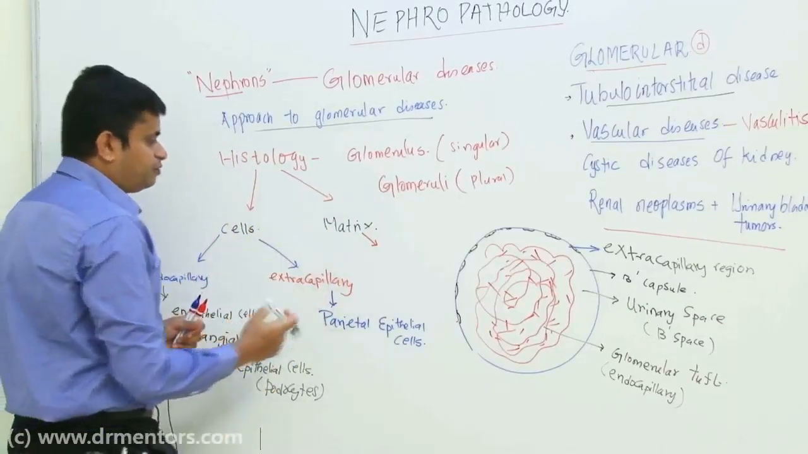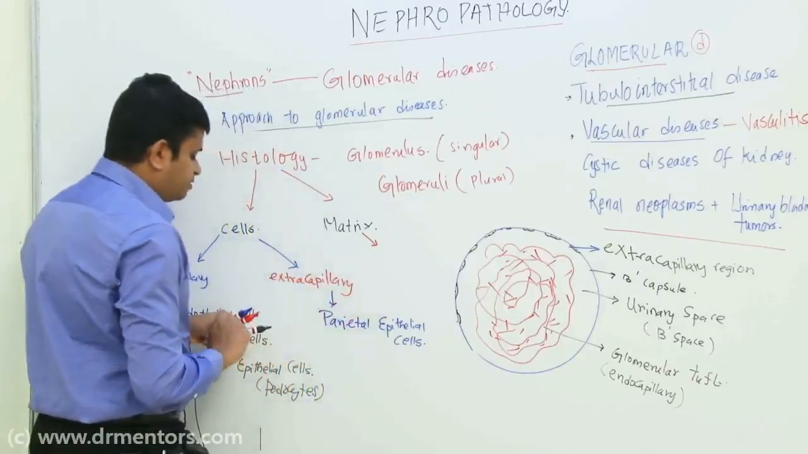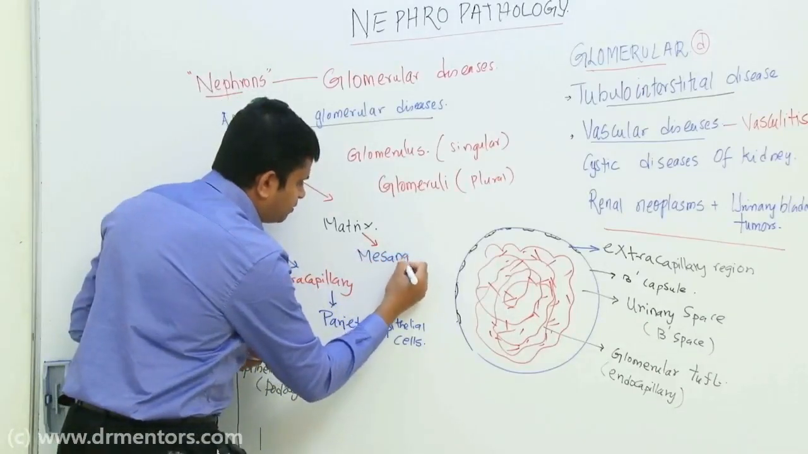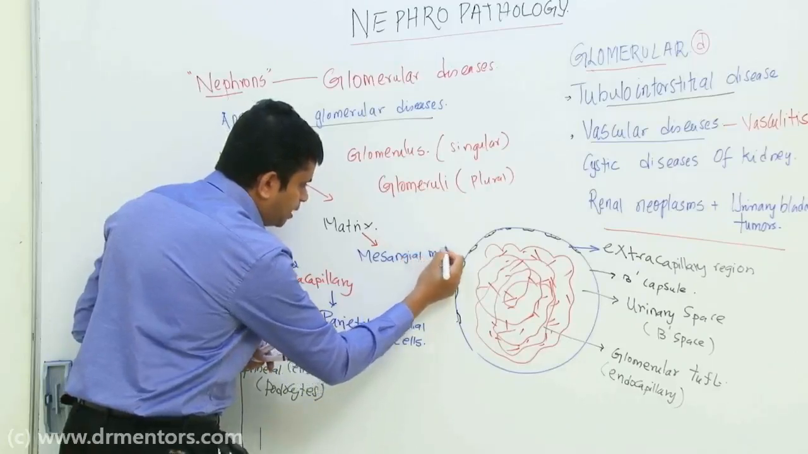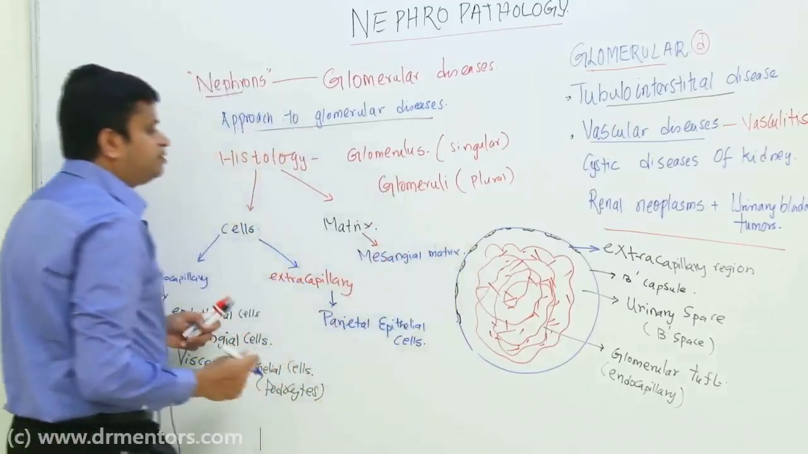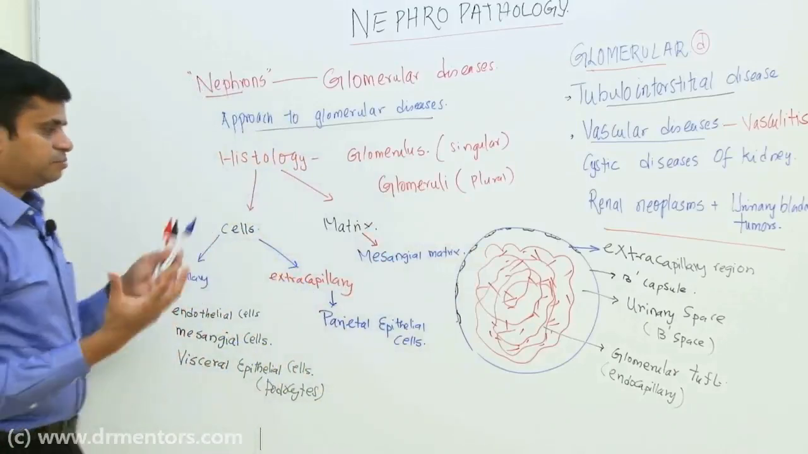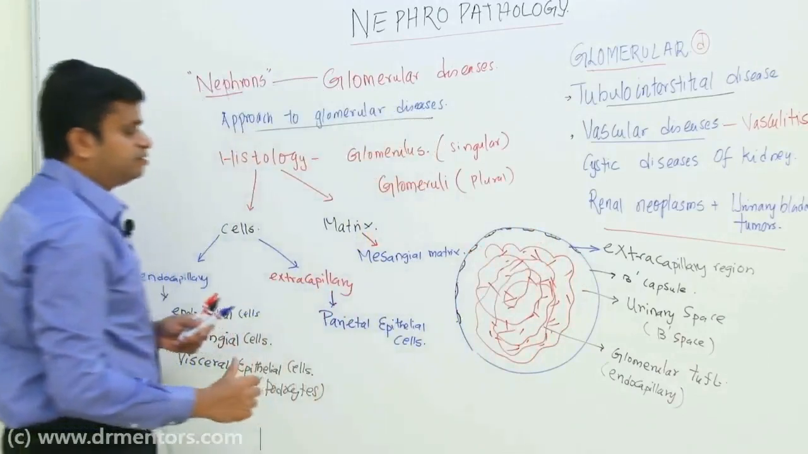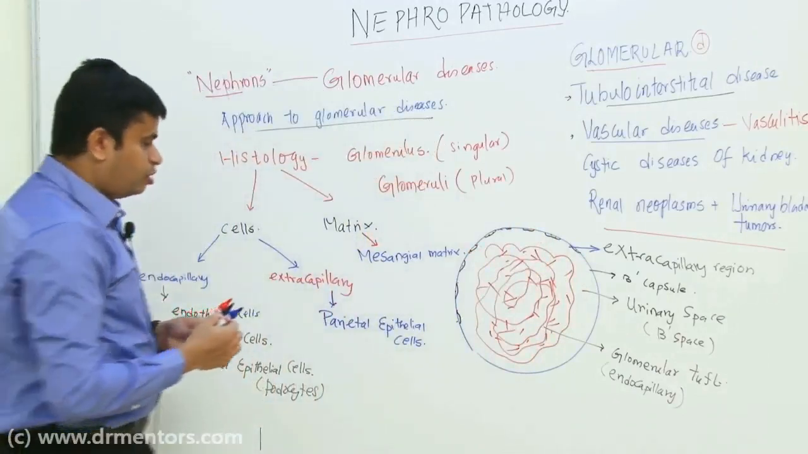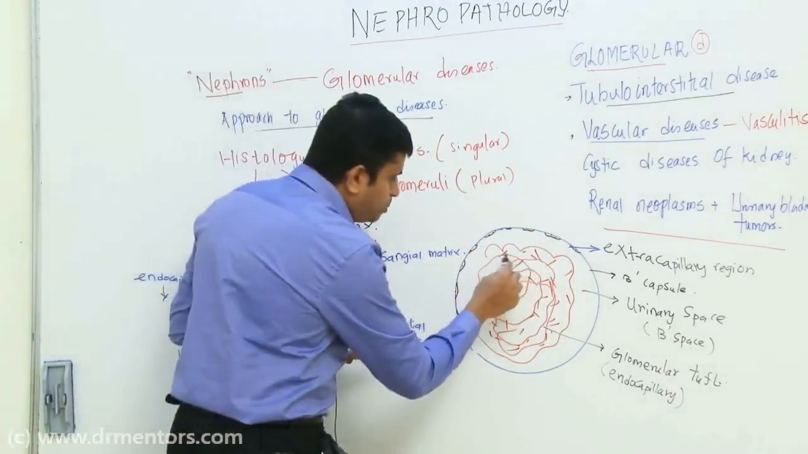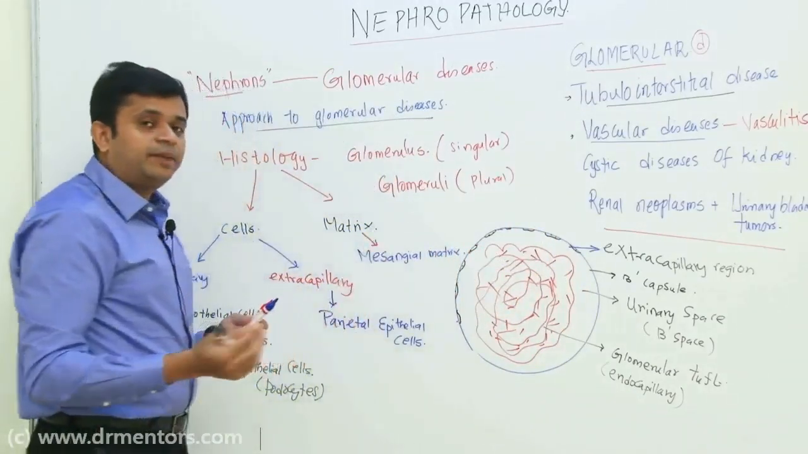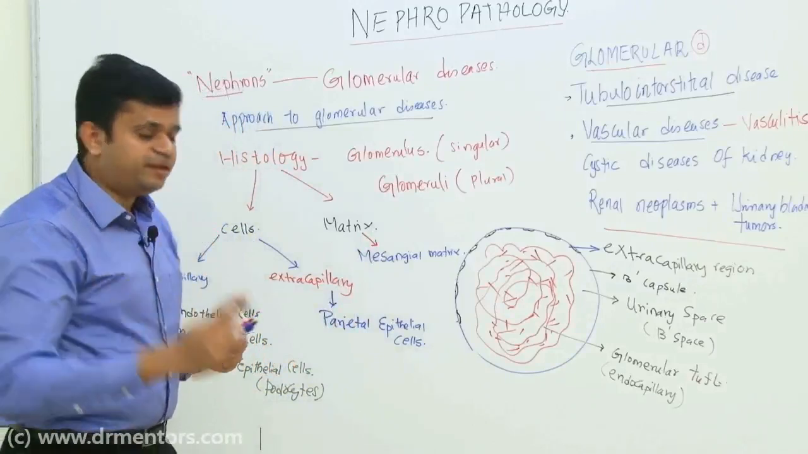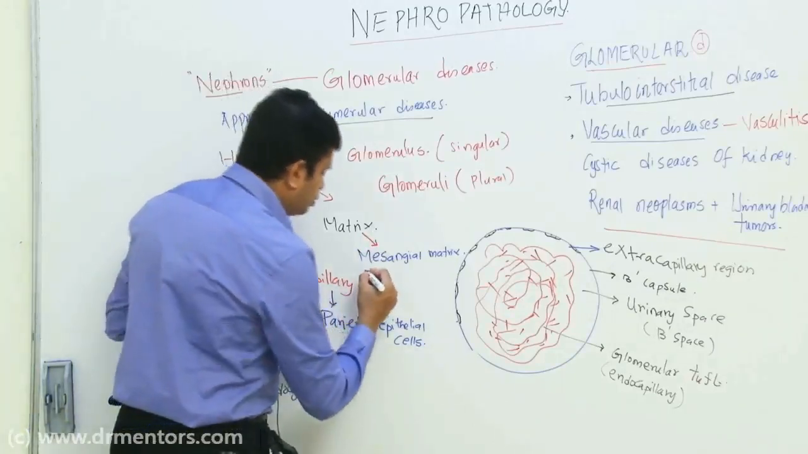In the tuft, we call it mesangial matrix. Now what else is found in the glomerular tuft? If I see the entire tuft, what else do you see in the matrix? There is one more matrix we all know, which is the capillary wall, the capillary loop. We call it the glomerular basement membrane.